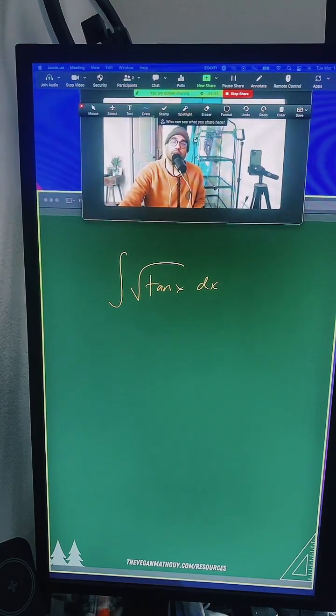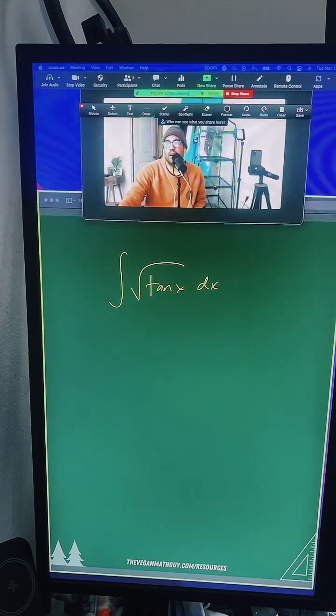Okay, so integral of arctan. I do remember this one. This is one of the ones where I just kind of memorize it, but it's a little tricky in the way they want you to do it. Some people like to use, what is it called, the Weierstrass method.